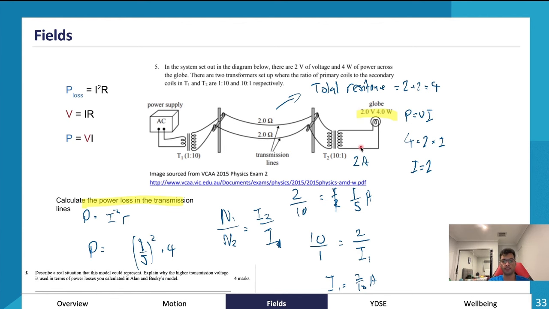So if you want to use the right hand side as 1, all of the right hand side has to be N1 and I1, and the left hand side has to be I2, N2. Whichever way works for you, it's fine, as long as you keep things consistent.